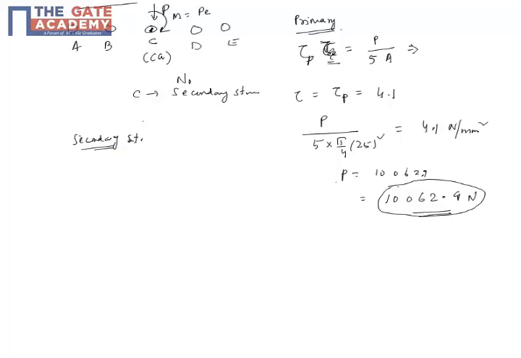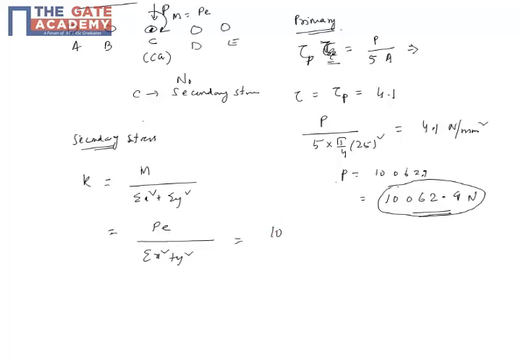Now for the secondary stresses, we have a secondary shear force constant called K, which is M divided by the summation of the squares of the distances from the CG. The farther the bolt is from the CG, the larger the secondary force. So we first use this formula to calculate this. The moment is P into the eccentricity, and we get this shear force.